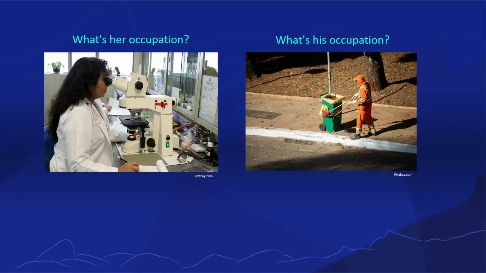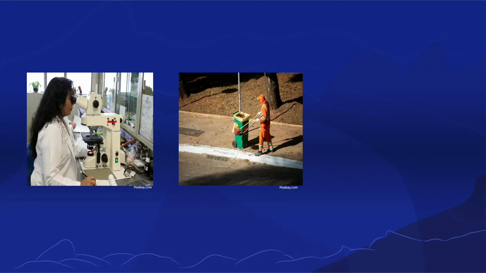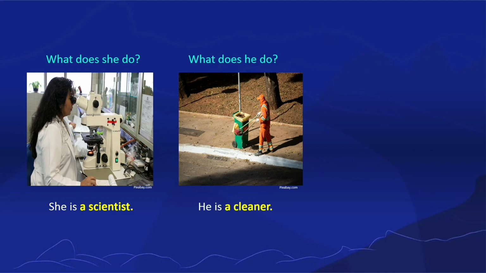Let's take a look. Now, pay attention. What's her occupation? She's a scientist. What's his occupation? He's a cleaner. Now, students, pay attention. What does she do? She's a scientist. What does he do? He's a cleaner. What does she do?